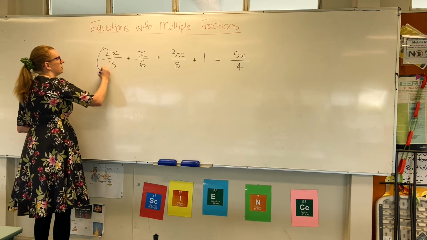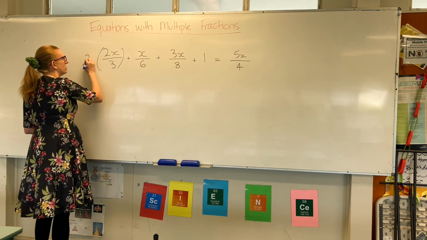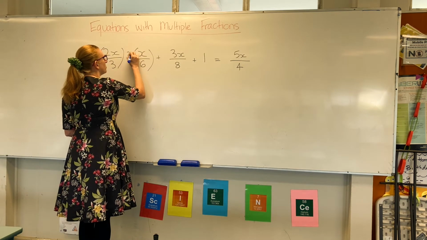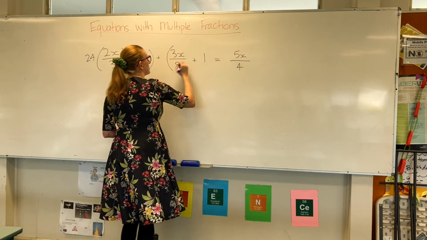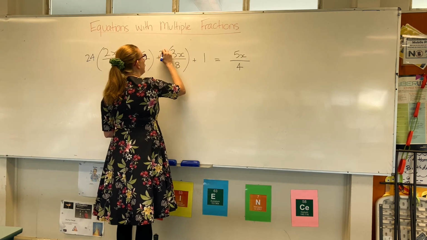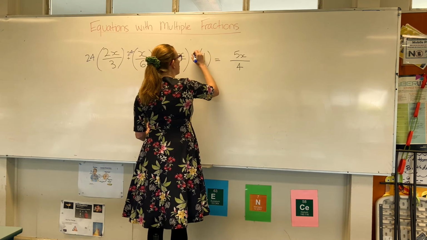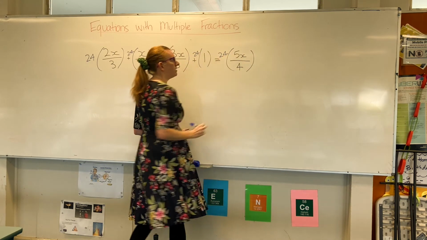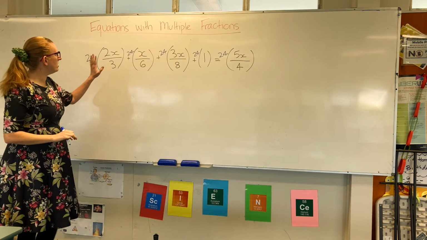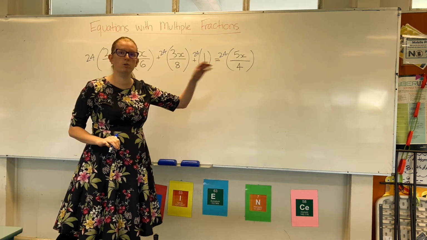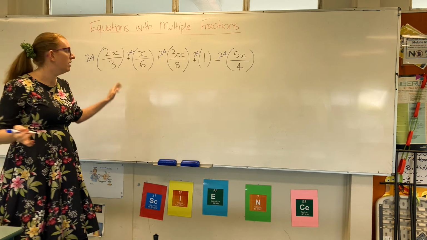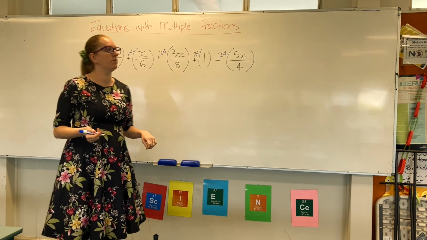So I'm going to put this in brackets and put a 24 in front. I'm going to put this in brackets and put a 24 in front. This in brackets and put a 24 in front. And this in brackets and put a 24 in front. Okay, so every single component gets put in brackets with a 24 in front because 24 is my magic number that all the denominators fit inside.